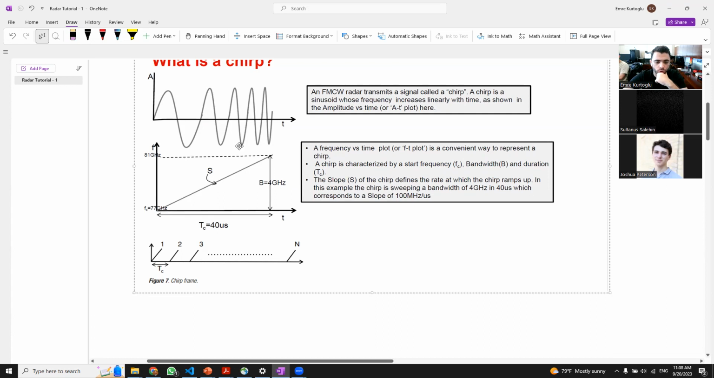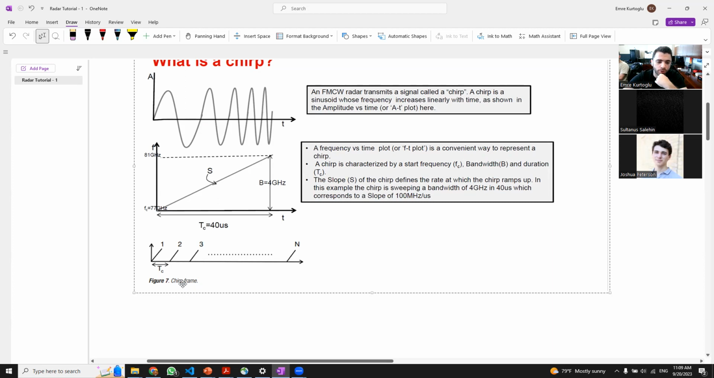After transmitting one chirp, we keep transmitting these chirps again and again, consecutively. After a certain duration, we take these chirps and we process them. This interval is called the coherent processing interval. It's also called a chirp frame. Usually we might have 128 or 256 chirps in a frame.